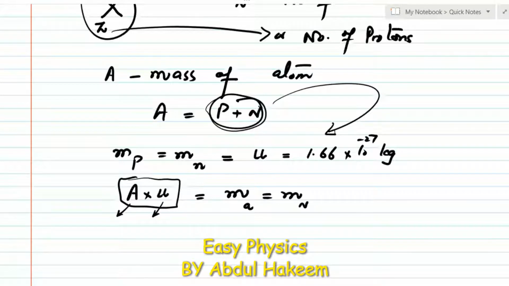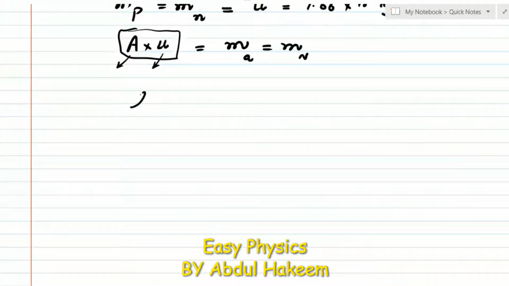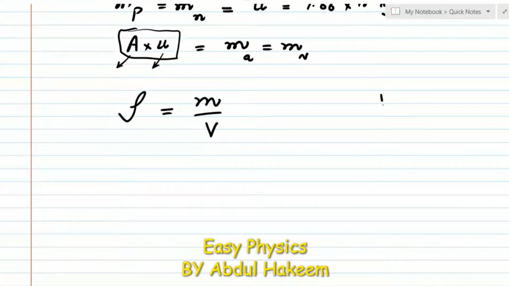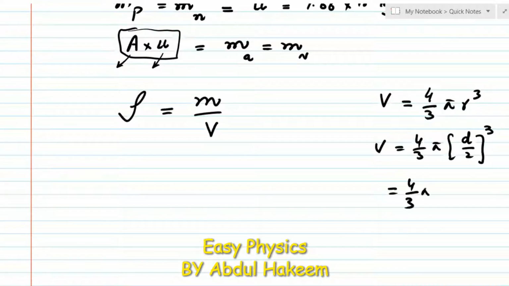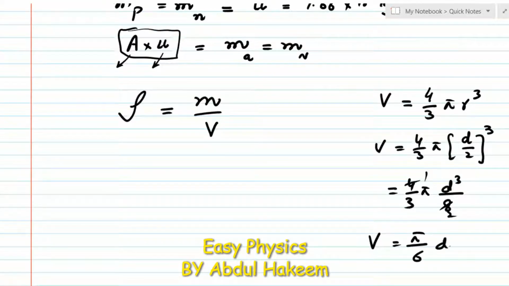Now, the density is mass per unit volume. Now, nucleus is very, very small. Atom is very, very small. Both are considered sphere, perfect sphere. The volume of the sphere is 4 by 3 pi r cube, which can be written as 4 by 3 pi, radius can be written as diameter by 2, and cube. So it can be written as 4 by 3 pi diameter cube over 2 cube, 8. 4 ones are 4, twos are 2. So the volume can be written as pi divided by 6 diameter cube.